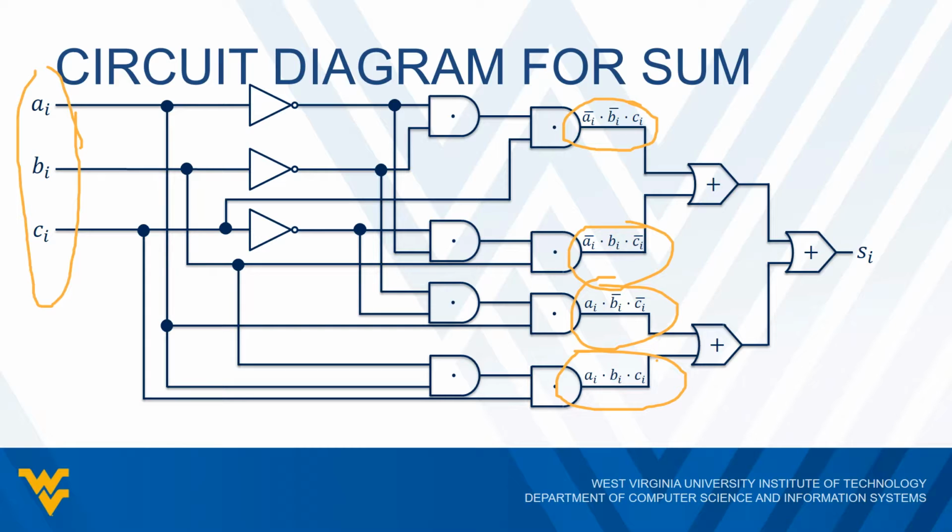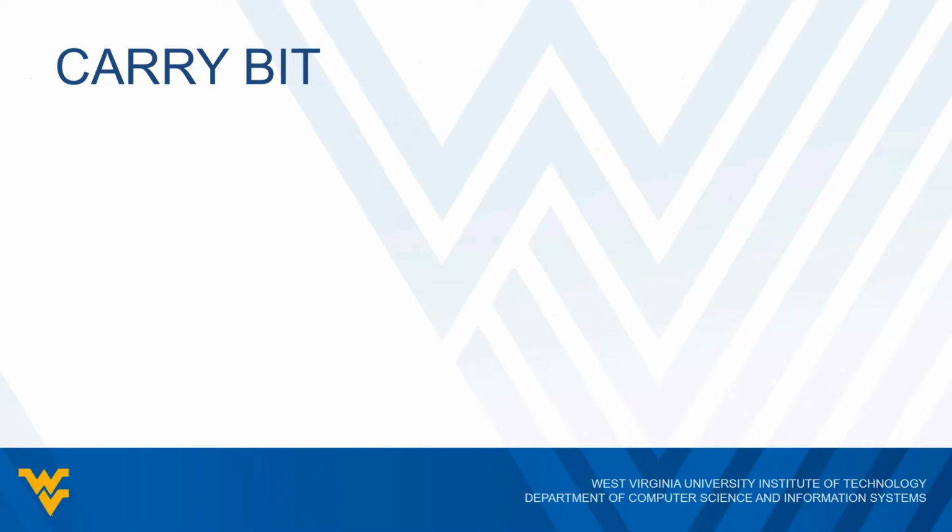And then finally, we would combine these using OR gates. So we have 3 different OR gates where we would finally get our sum result. And this would end up being the expression that we got previously. Now, we're not done yet. We just did the construction for the sum portion of the output.